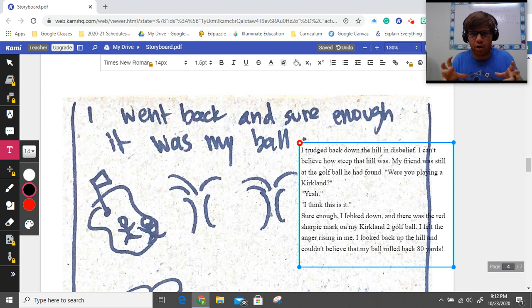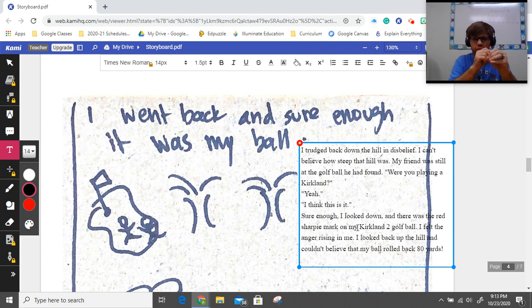I'm finding the heart of my story. And instead of it just being one sentence, I'm lengthening it. I'm adding details. Notice this detail. I looked down and there was the red Sharpie mark. I didn't just say, yep, that was my ball. I'm pointing at the small detail.